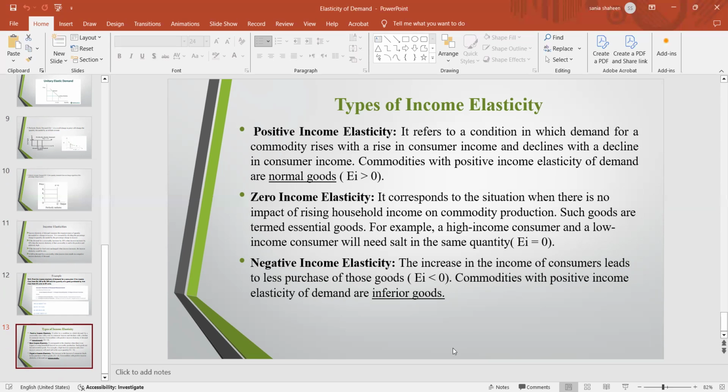The third case would be if the income elasticity is negative. The increase in the income of the consumer leads to less purchase of those goods. This is basically a case of inferior goods. The commodities with positive income elasticity of demand are always normal goods, but a commodity with negative income elasticity is always a case of inferior goods.